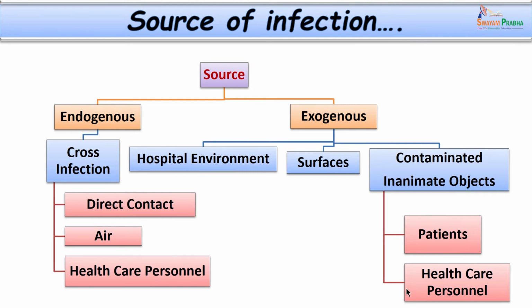Coming to the exogenous source, what are the different areas which may be harboring these organisms? One could be the hospital environment itself, or it could be from the surfaces of any healthcare facilities like the patient caring tables, or they could be from the contaminated inanimate objects or the fomites. These fomites can be transferring the organisms from patient to patient, that is cross infection, or to healthcare personnel. So, these are some of the sources of infection.